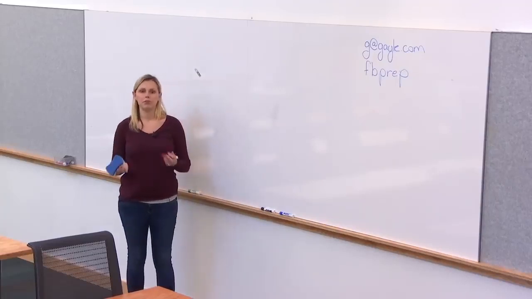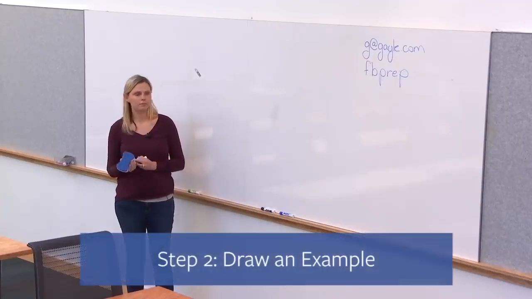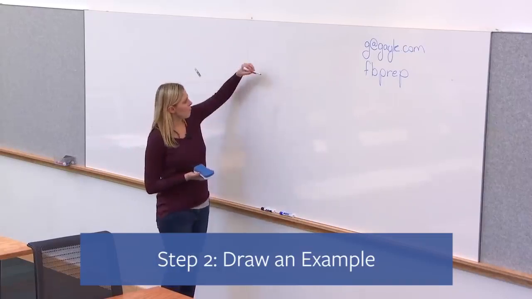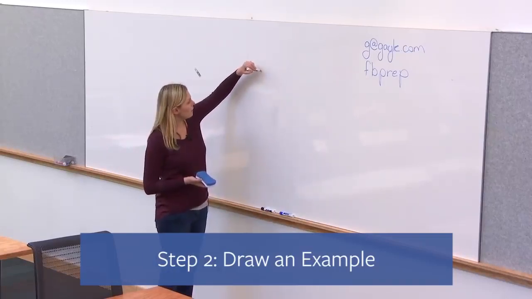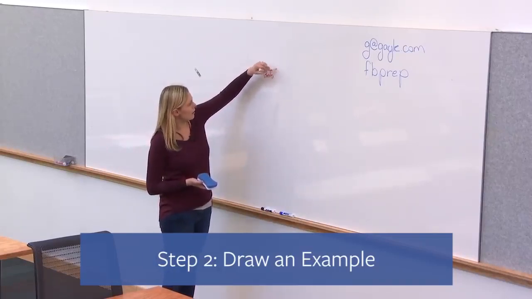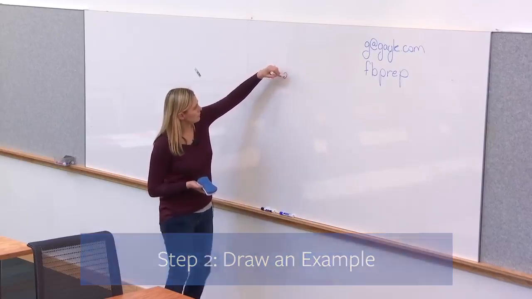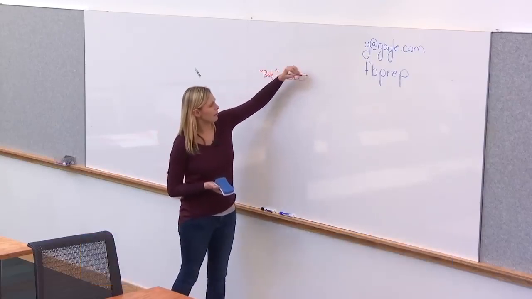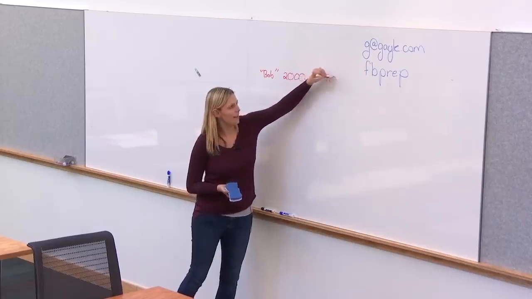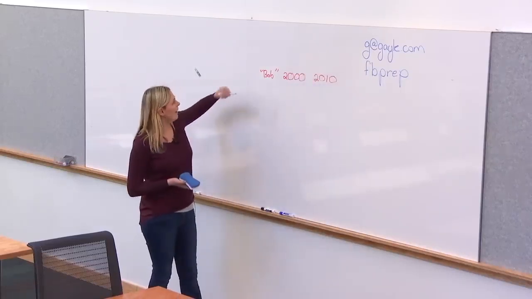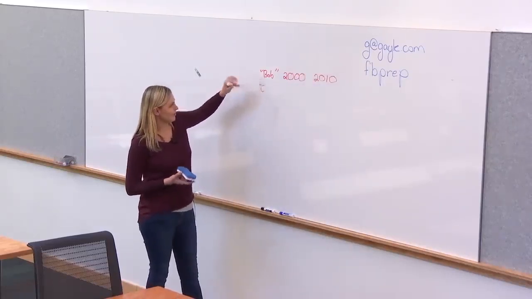Okay, step 2, draw an example. So let's think about this. So we want people. A lot of times I'll see people say like, oh, okay, Bob is the first person. He is born in 2000 and dies in 2010. It's a very morbid problem. Chris is the next person.